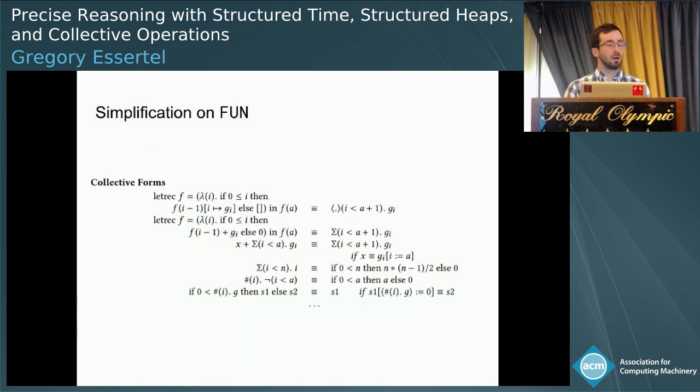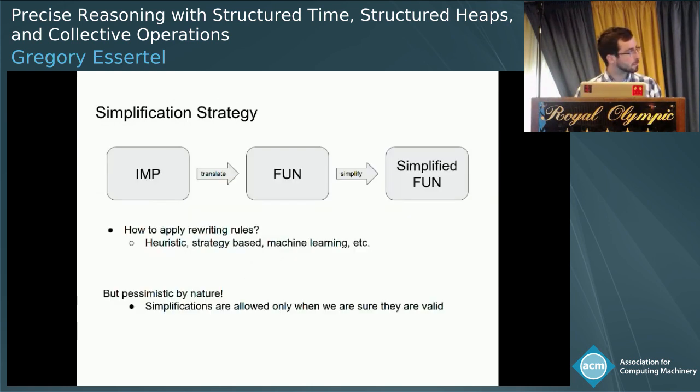So there are some transformation rules that we can apply to the functional language. They are not exhaustive, but one familiar one is that when we have a value and we add a new value each iteration, we can transform that into a sum from 0 to that iteration. So our simplification strategy is to translate to a functional language and then simplify that functional language.